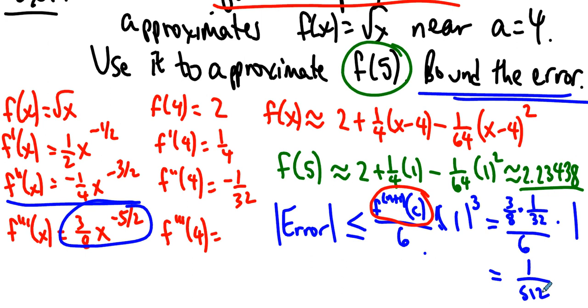So what's important to remember here? The Lagrange error bound is the next derivative anywhere between the center and the place we care about, over n plus 1 factorial, times x minus center to the n plus 1. We know what this is because it's given. We know what this is because it's given. We figure out what the maximum for this is on the interval from the center to the place we care about, and then it gives us an error bound.